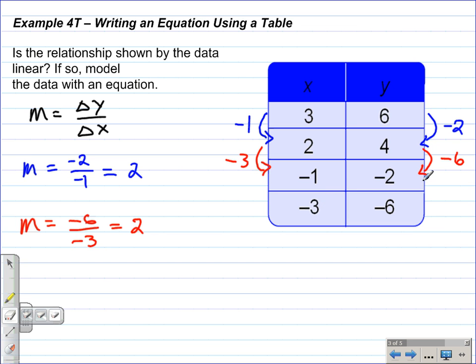Let's look at the last pair of consecutive data. From negative 2 to negative 6 is a decrease of 4, and from negative 1 to negative 3 is a decrease of 2. So the slope for the last pair of data is negative 4 over negative 2, which of course simplifies to 2. So since all these slopes, or the rates of change, or the changes in the y's over the changes in the x's, are the same, this data is linear, so we can model it with an equation. Since we know several points and the slope, we can use the point-slope formula.